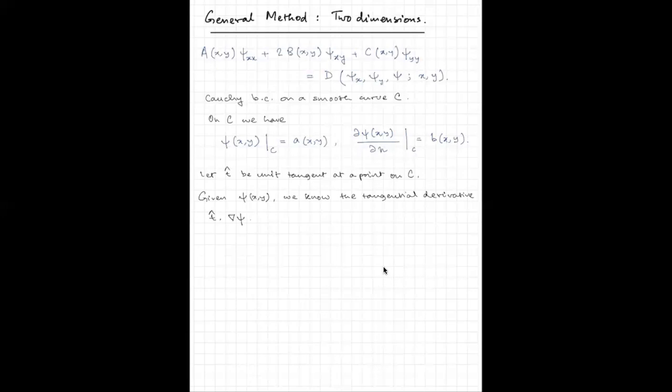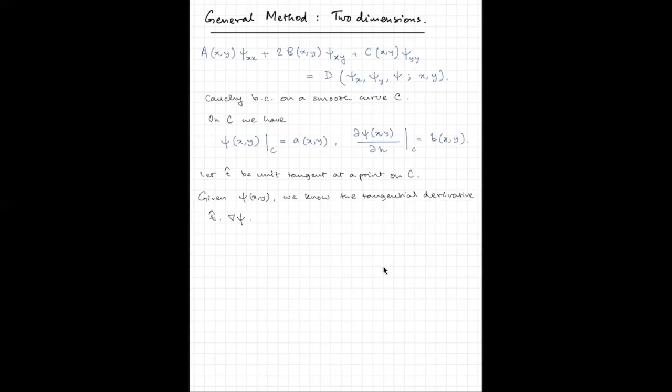The tangential and normal derivatives would constitute two linearly independent derivatives in two dimensions. So thus, from these we can deduce both psi, del psi del x and del psi del y on C at each point. Okay.